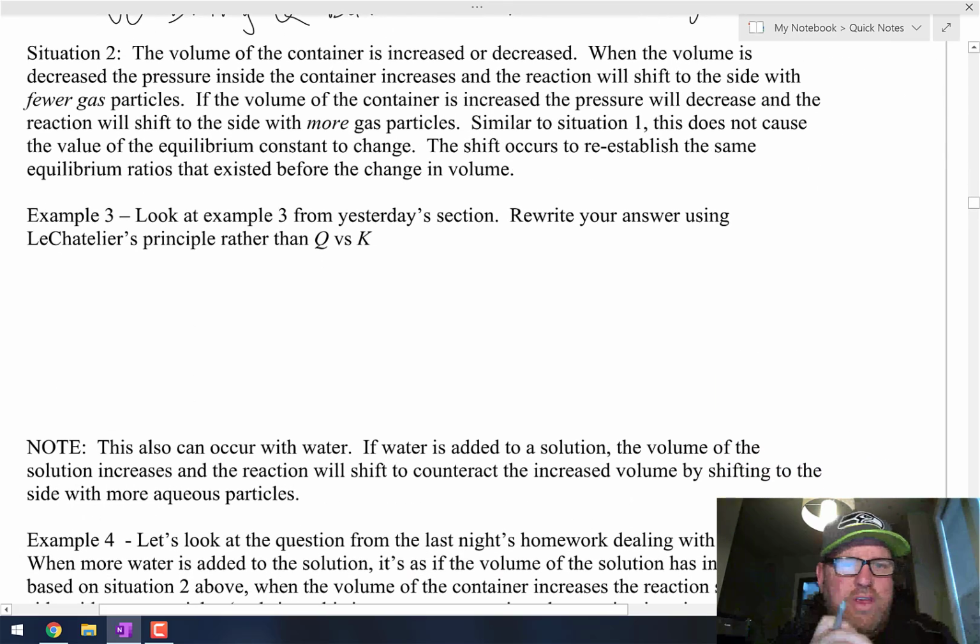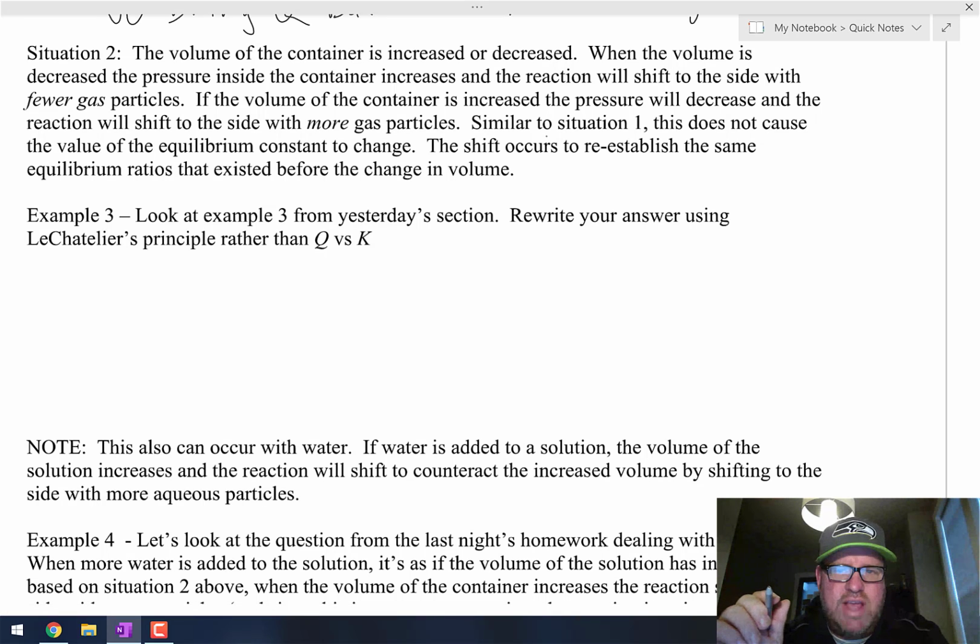Okay, situation number 2. What happens if you change the volume of the container? If the volume of the container is increased, again, we saw this in a question earlier, and I said you can use LeChatelier's principle to discuss this. So if the volume of the container is increased, what happens to the pressure? The pressure is going to go down.